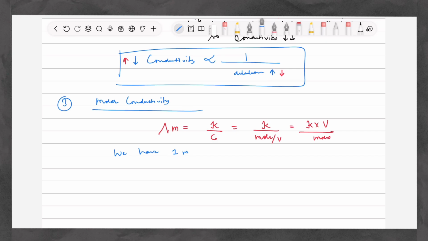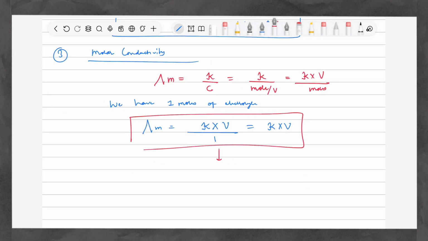Because it is molar conductivity, we have 1 mole, because we are defining molar conductivity. If we have 1 mole of electrolyte, then the formula del M will be equal to kappa into volume upon 1 mole, and it will become kappa into volume. So I can rewrite this formula as del M equal to conductivity into volume.